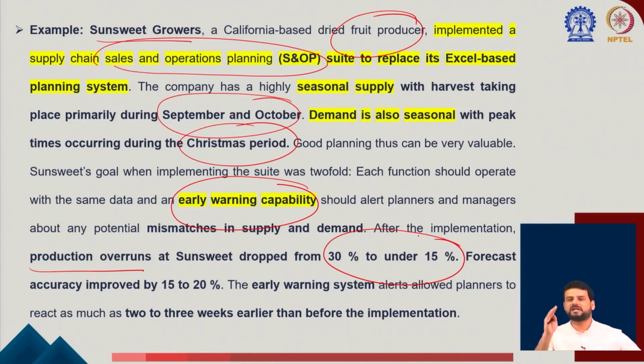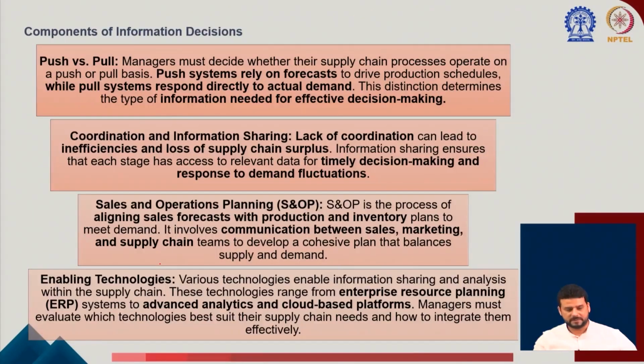See how much they can save in inventory processing cost, because they are not producing extra. Otherwise, in the end you have to sell with seasonal offers, right? So maybe at 50% lower price or 30% lower price or whatever, right? So they improved their forecasting as well by implementing this information system, from 15 to 20%.